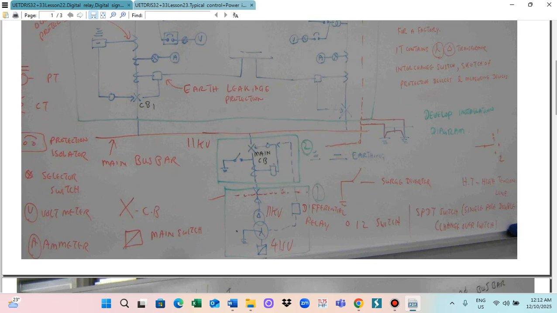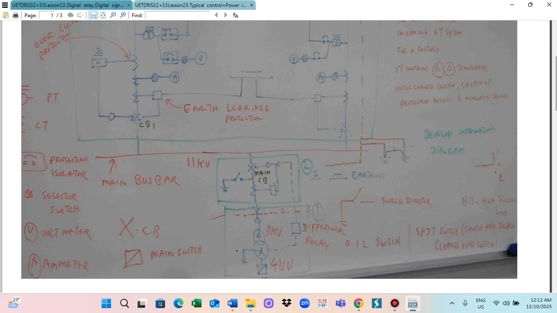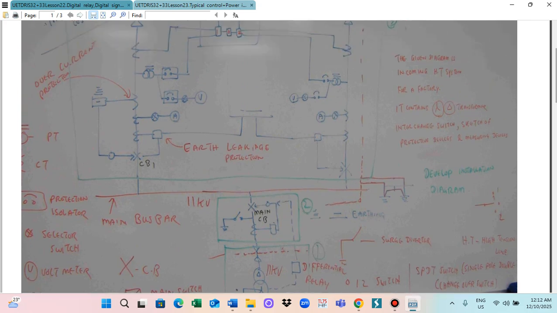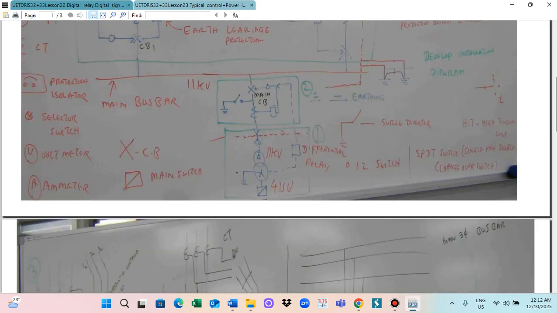Also the voltmeter, ammeter. So from the main bus bar, the wires coming out are connected to the delta-star transformer. Also, we connected the surge divider for the protection. So this is the typical power flow diagram.